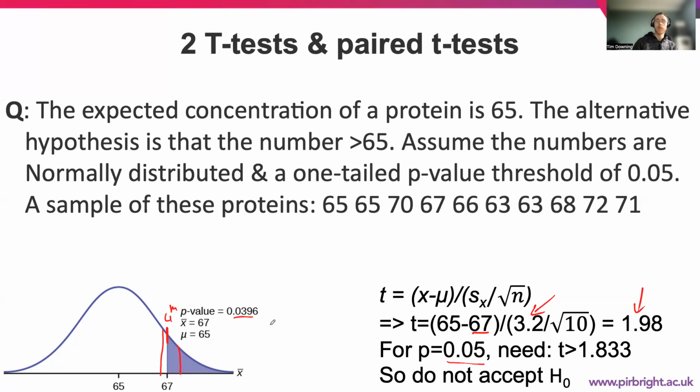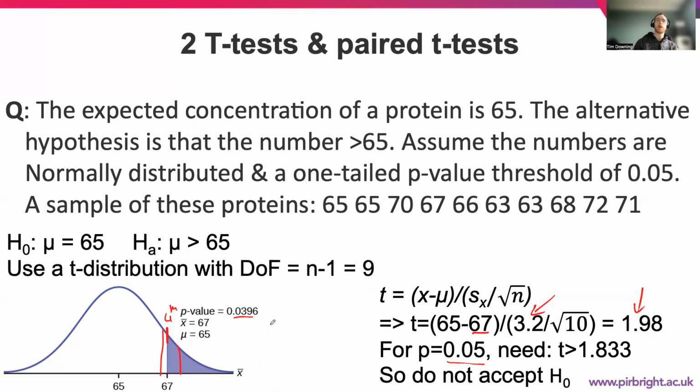If we calculate the degrees of freedom for this simple one sample t-test, it's simply n minus 1, because we have only one sample here. So that corresponds to the t-distribution that we look up. That is 9 degrees of freedom.